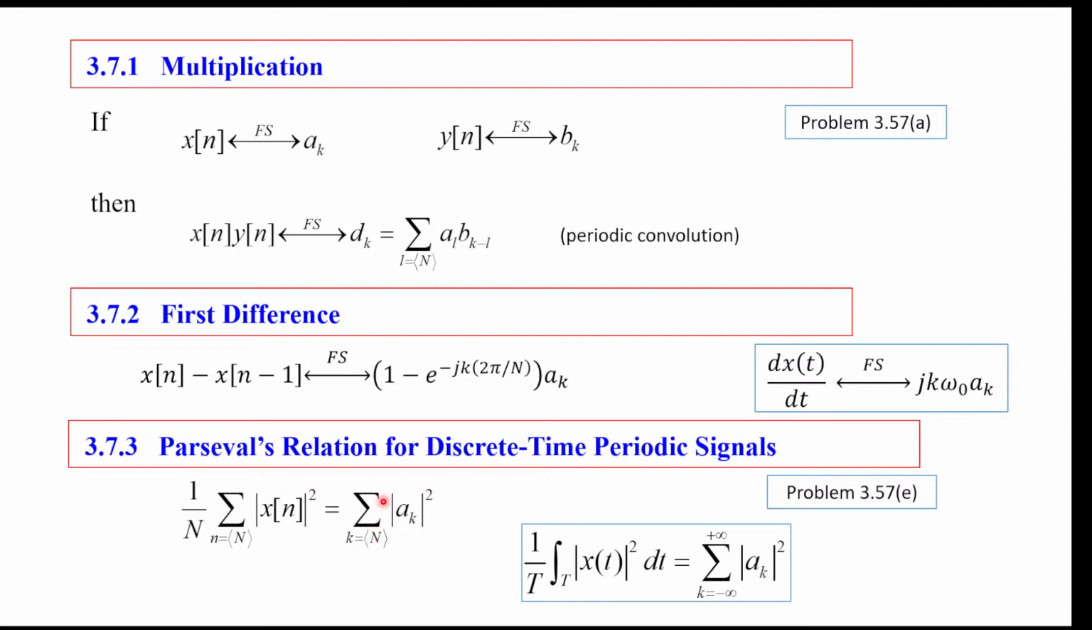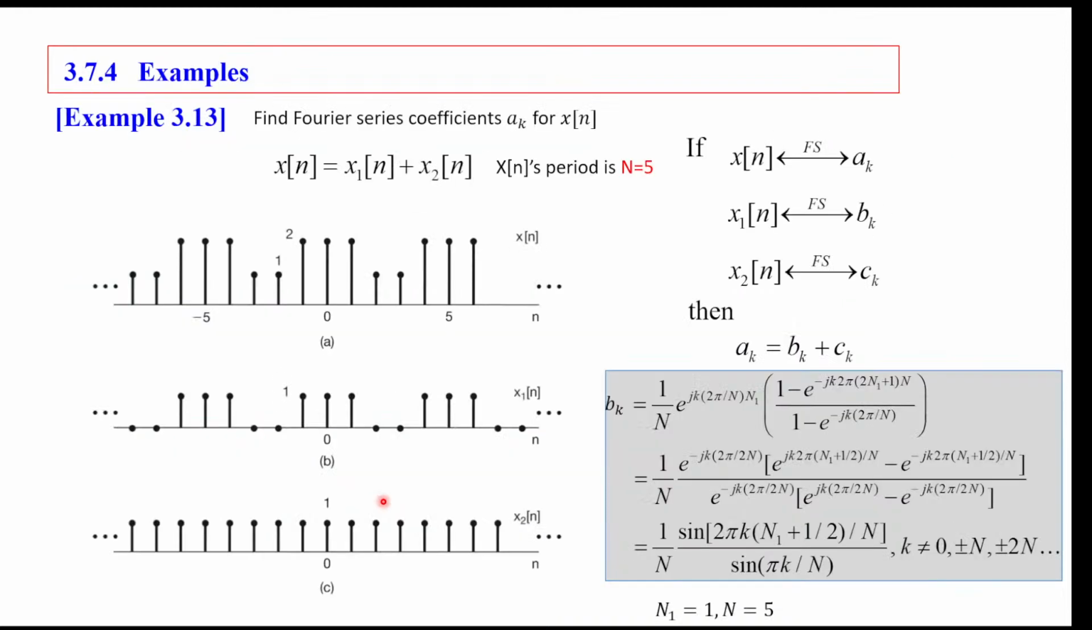Okay, and so let's see some examples of using the properties to determine the Fourier series coefficients of some signal. Okay, so here we start with a quite straightforward example. We ask, if we have a signal that looks like this, so it's 1 1 2 2 2, 1 1 2 2 2, keep repeating itself, then what's the Fourier series coefficient for this signal? And we decompose this signal into two signals.